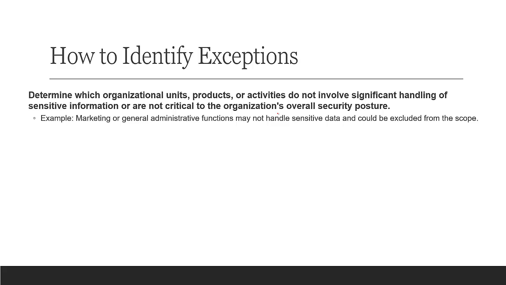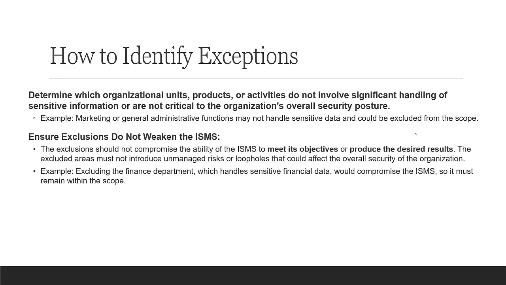Understood. So the exclude part is called exceptions. What needs to be excluded from the ISMS? So how to identify? As I said, anything that doesn't hold security or does not relate to security, we can remove from the scope. So that will be part of exceptions. For example, marketing or general administrative functions may not handle your sensitive data. Remove that from the scope.